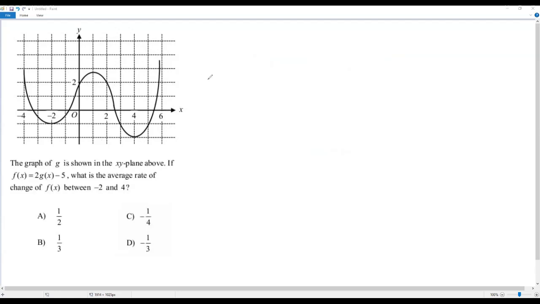Okay, first let's know the formula to get the average rate of change of a function between two values. Let me consider a function f of x over the interval a comma b. If I want to get the average rate of change of this function between a and b, the formula is f of b negative f of a, divided by b negative a. The same formula can be used to get the average rate of change of f of x between negative 2 and 4.